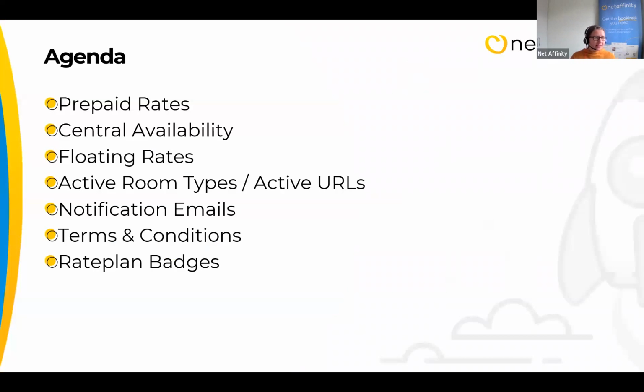The seven areas I'm going to look at today are prepaid rates, central availability, floating rates, which is going to be the biggest chunk of it, active room types and active URLs, notification emails, terms and conditions, and rate plan badges.